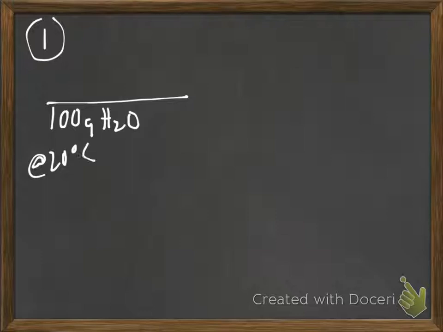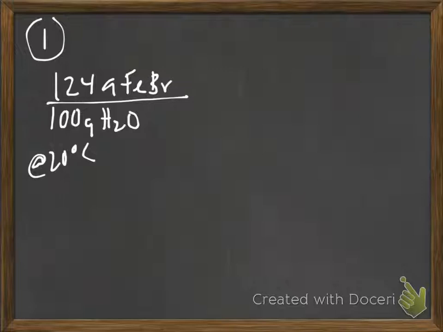So, saturated solution of iron 2 bromide at 20, what's the molarity? Well, let's imagine that we had 100 grams of water at 20. How much iron 2 bromide could that hold? How much could it dissolve? Chart. Yeah, 124 grams of the iron 2 bromide. Okay.